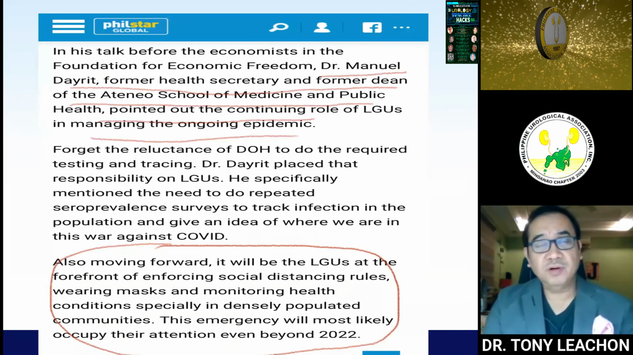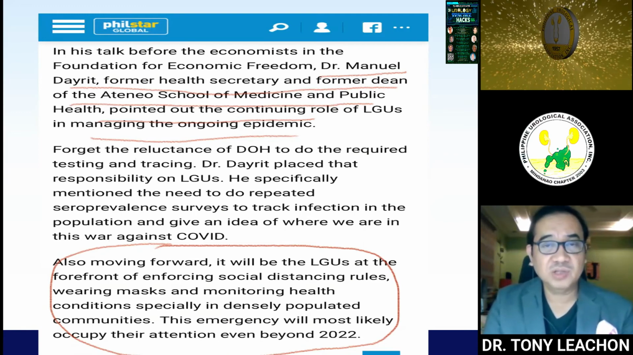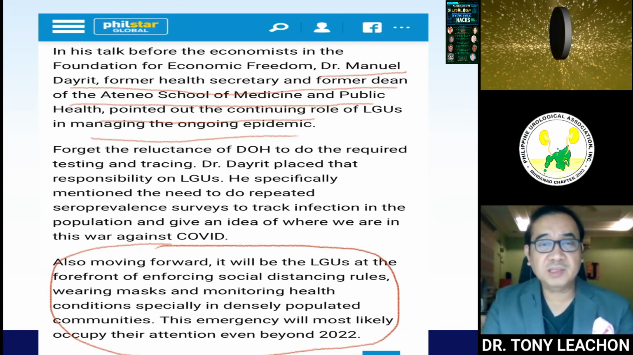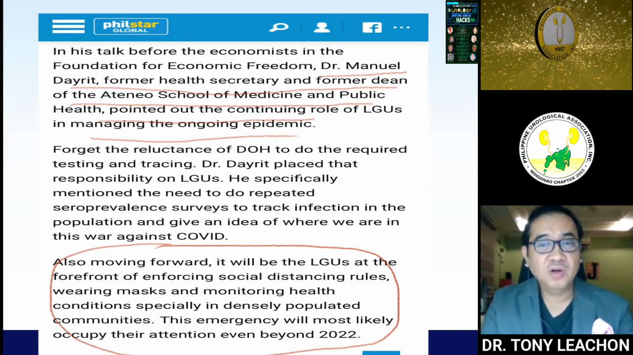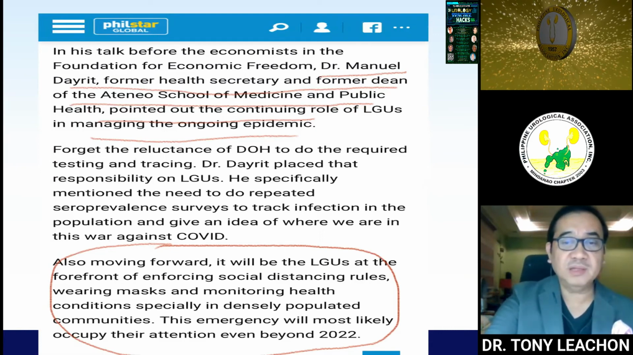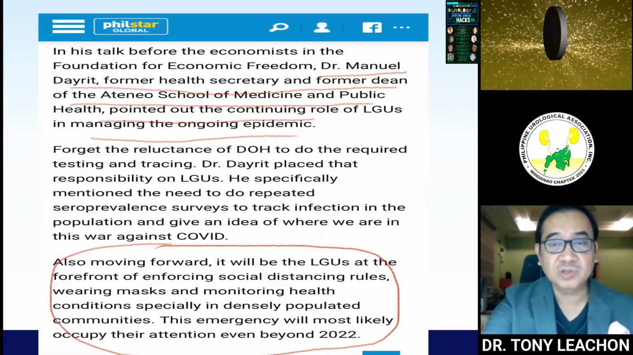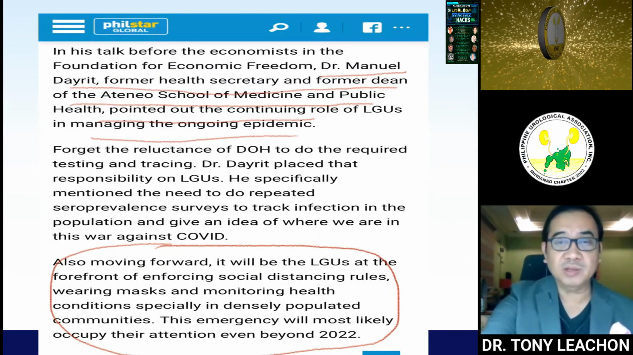Now, according to former Secretary of Health, Dr. Manolet Dayrit, now former Dean also of the Ateneo Graduate School of Business, he pointed out that the role of LGUs cannot be overemphasized in managing the epidemic. He would actually place the responsibility on the LGUs, and we need to understand that also moving forward, the local government unit will be at the forefront of enforcing social distancing rules, wearing face masks and face shields, and monitoring the health conditions in the densely populated communities, particularly in the National Capital Region. And this emergency will most likely occupy their attention even beyond 2022.